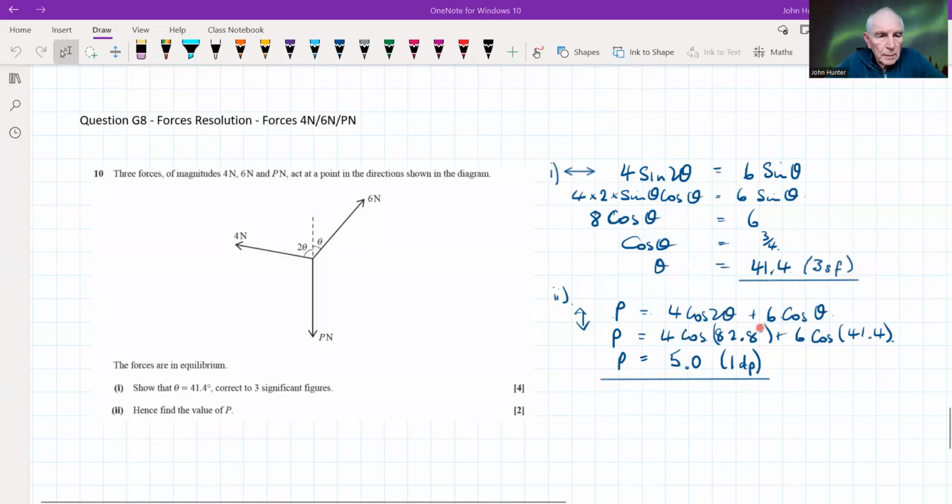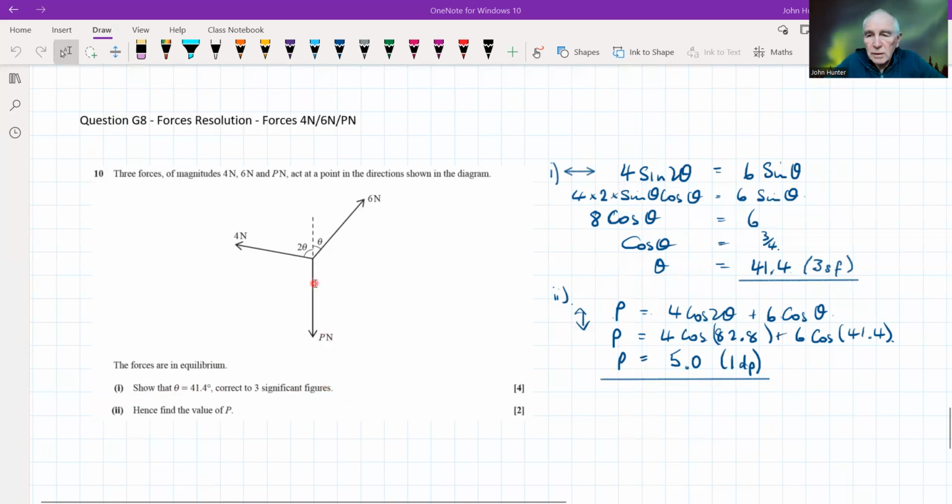Righto, there's a worked example here, which is a forces resolution problem. This is a fairly straightforward one. Really, let's just have a look. Three forces of magnitudes 4 newtons, 6 newtons, and P newtons act at a point in the directions shown in the diagram. So there we go. We've got those three. They're all sort of pulling in different directions. The forces are in equilibrium. Show that theta equals 41.4, correct to three significant figures.